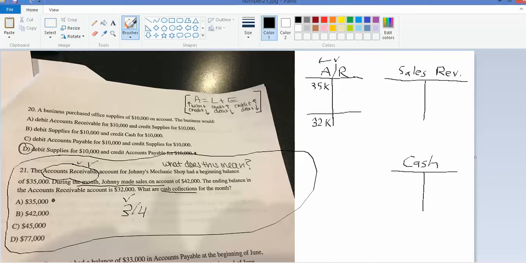This is also an important time to say, so you have your company, and you're asking yourself, is cash going away from the company, or is cash coming towards the company? If cash is going away from the company, then that's an accounts payable.